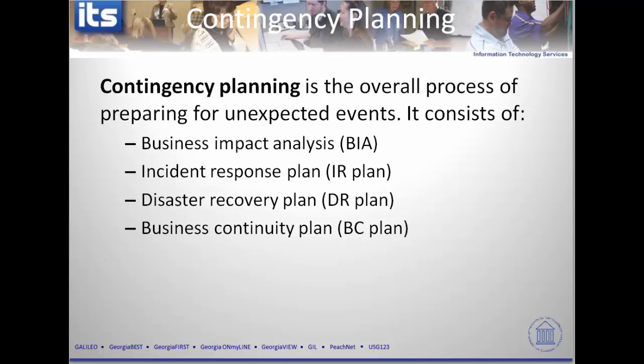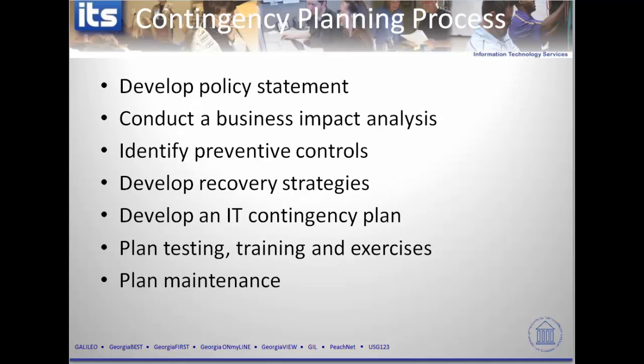All right, so let's talk a little bit about the whole process overall. First of all, you want to start off by developing a policy statement that says what you are trying to do and why we are doing this. From that, go ahead and do that business impact analysis. Identify some of those controls that you can place that can limit your risk. Talk about how you're going to recover. Then go ahead and put into place that contingency plan. Don't forget testing, training, and exercising.